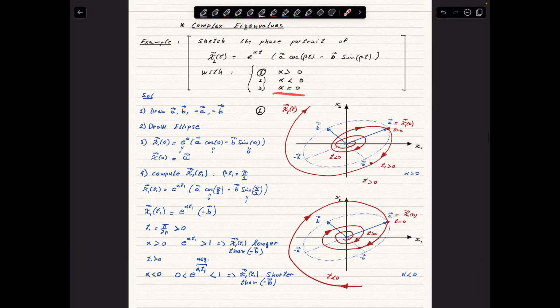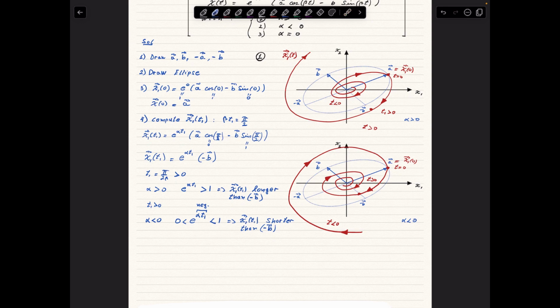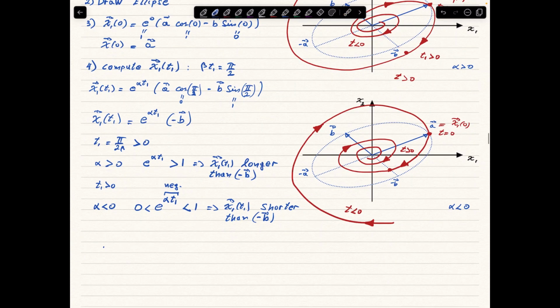What happens when alpha is 0? When alpha is 0, well, it is the simplest of all cases. Then exponential of alpha t1 is exponential 0, which is 1, and then x1 at t1 is actually equal to negative b. So at alpha equals 0, we are going to be exactly here, and then we don't move off the ellipse. So in the case alpha equals 0, we always move on the ellipse, and we never go away.